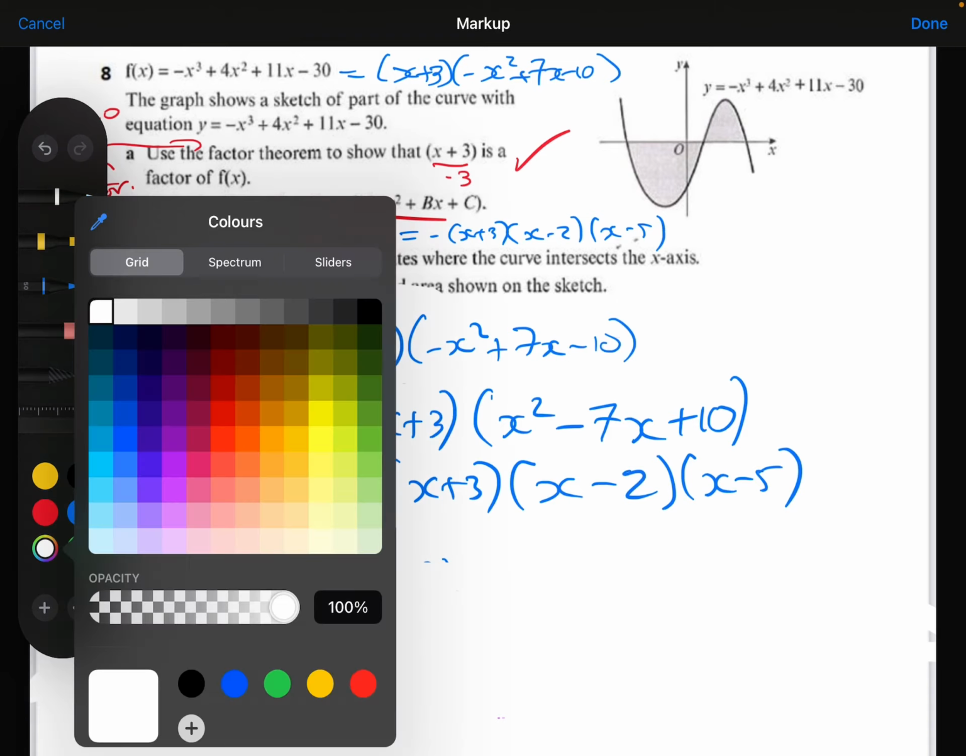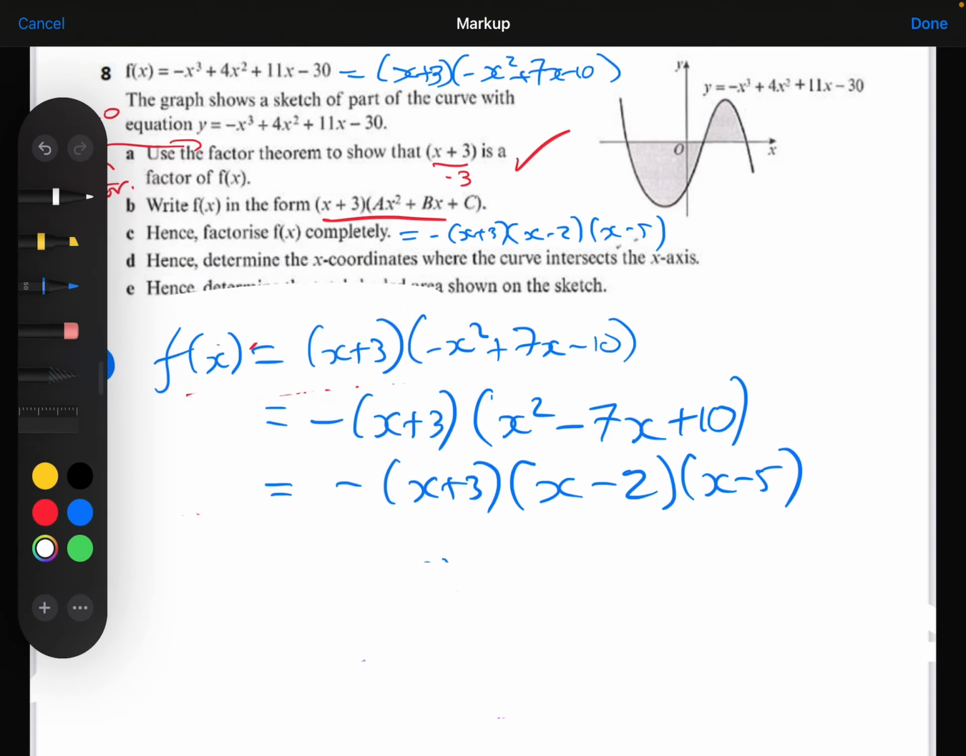Right, part D. Again, let me create a bit more space and hopefully not rub out the question.